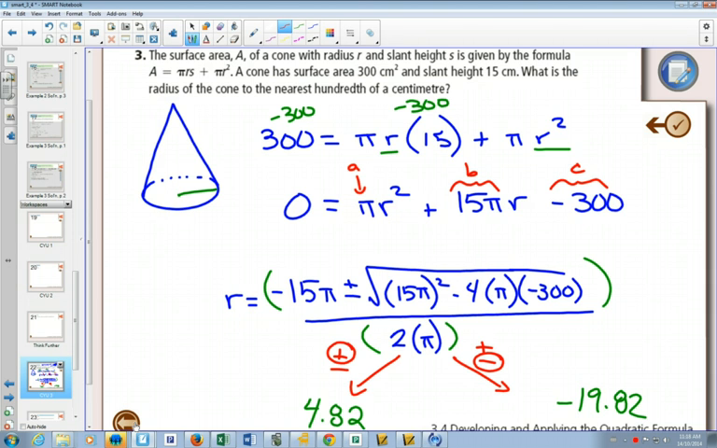What's the problem? You kind of cannot have a negative radius. Yeah, this doesn't make any sense over here, right? A negative radius. Both answers work to make it equal to 0, but the only answer that makes sense in the context of the word problem is the 4.82. So that's our only answer.